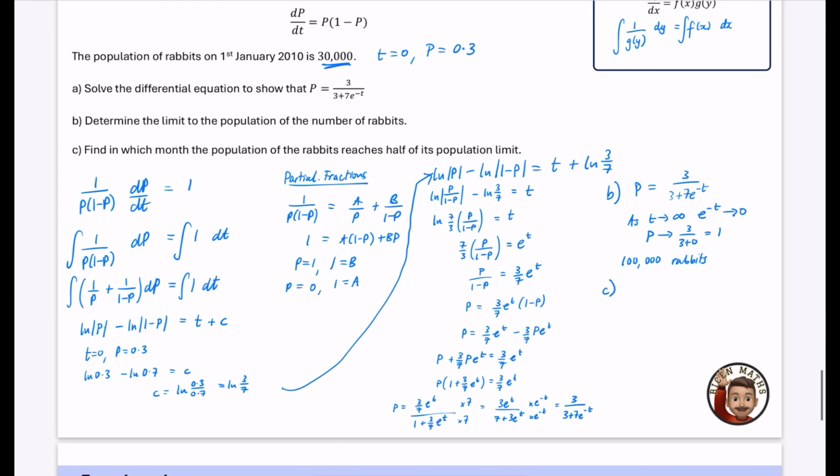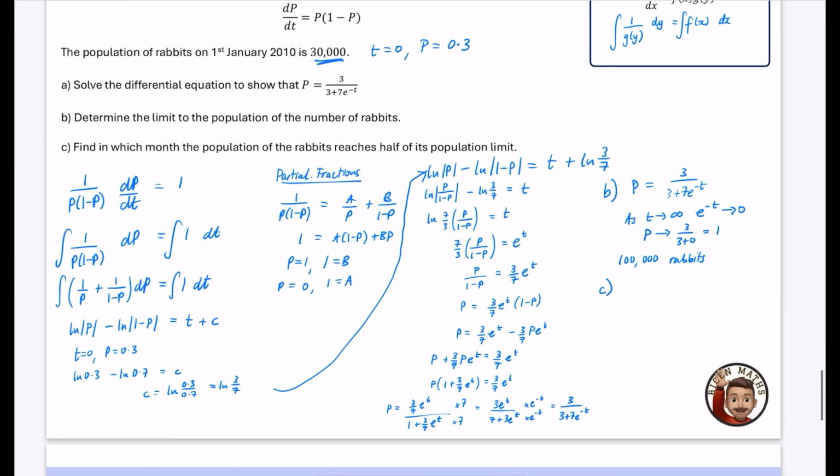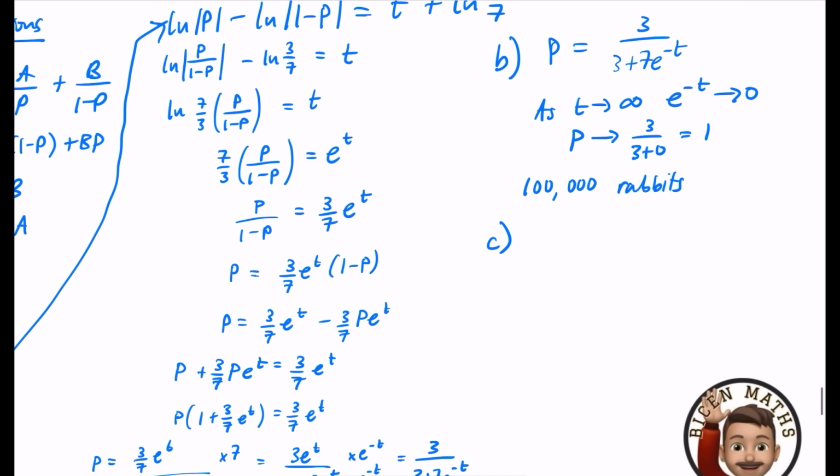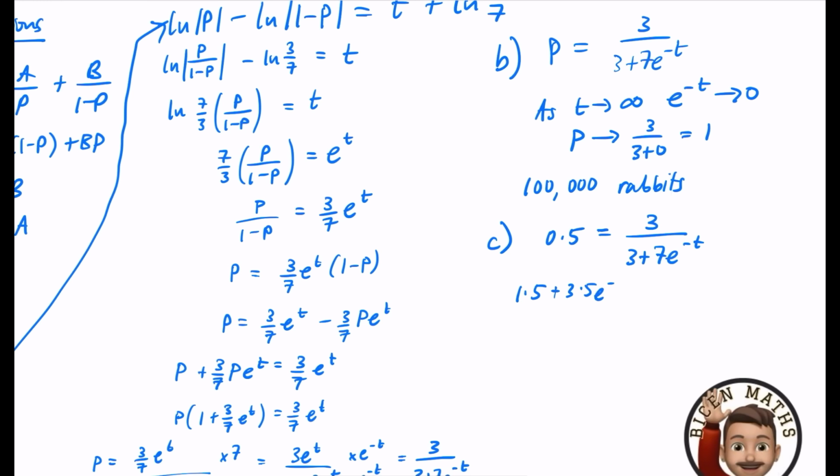Part C of the question says, find in which month the population of the rabbits reaches half its population limit. So half its population limit is going to be 50,000 rabbits, which is 0.5. So we're going to say that P is equal to 0.5, and make it equal to the equation that we had. Multiplying up, a half times 3 plus 7e^(-t) is 1.5 plus 3.5e^(-t) equals 3.